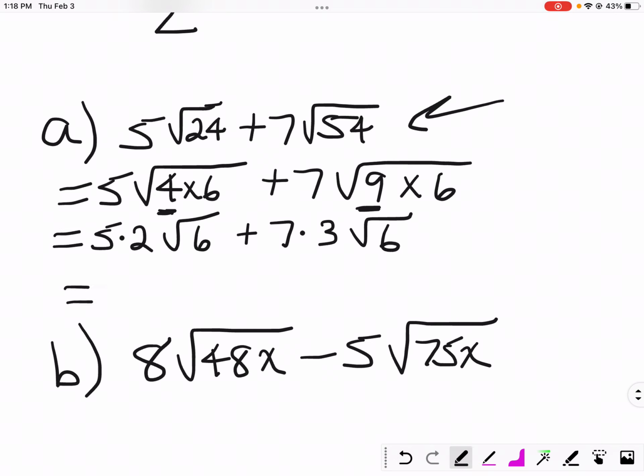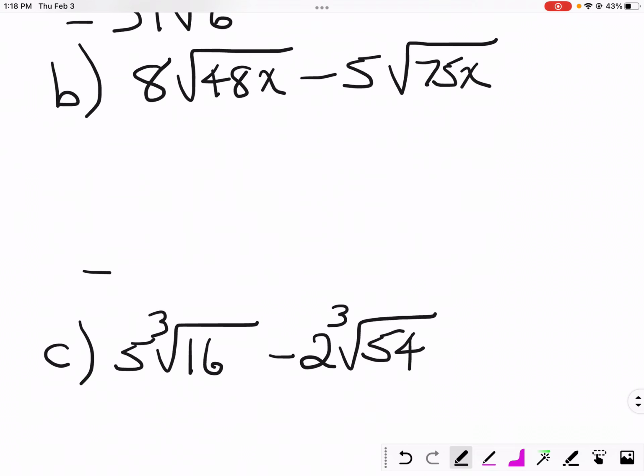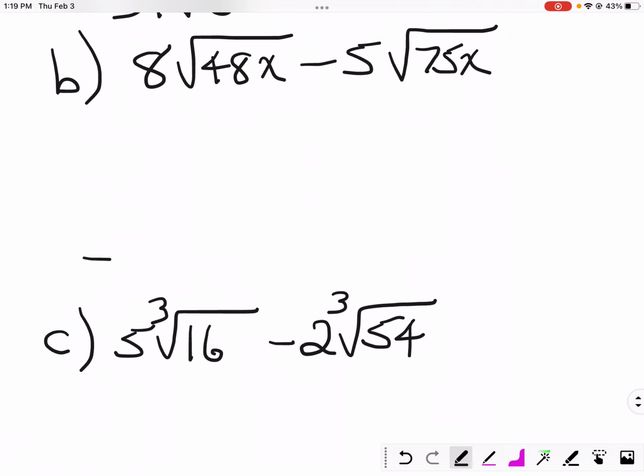I'm going to kind of skip a step because of space reasons here, but basically now we have 10 root 6 plus 21 root 6, which is 31 root 6. This next one, we have a variable now. It's not really any harder though. Looking for a factor of 48 that's a perfect square. 16 times 3 is 48.